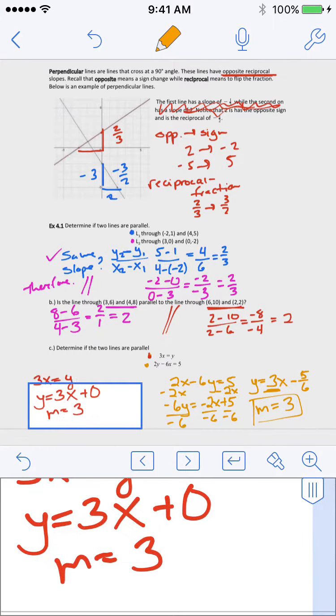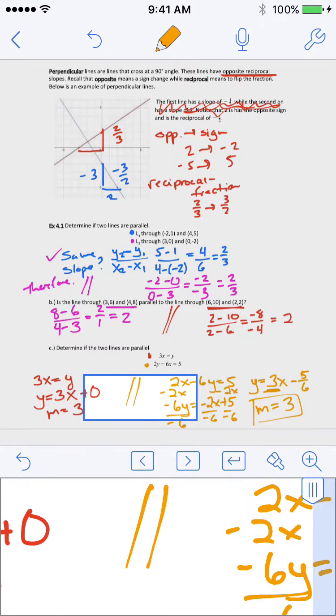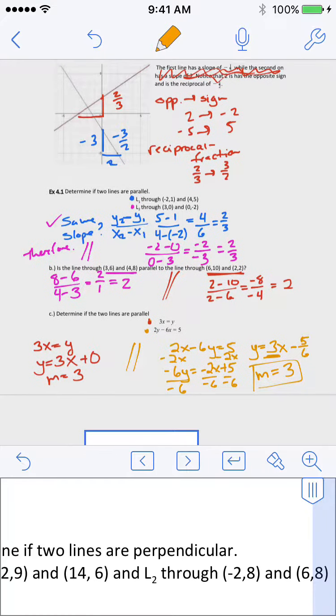And now let's take a look at these 2 slopes. In the red slope, the slope was 3. The orange slope, or the orange equation, the slope was 3. And so we can deduce that, yes, they are in fact parallel because they have the same slope, which is awesome. Alrighty, let's continue on.